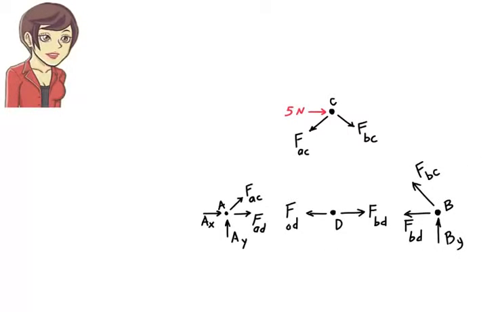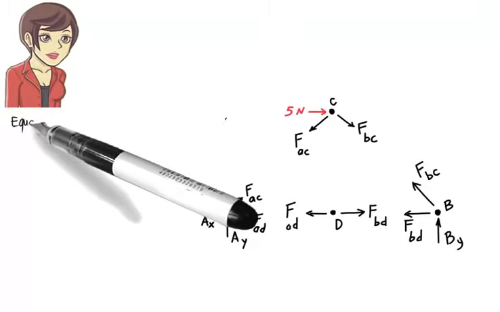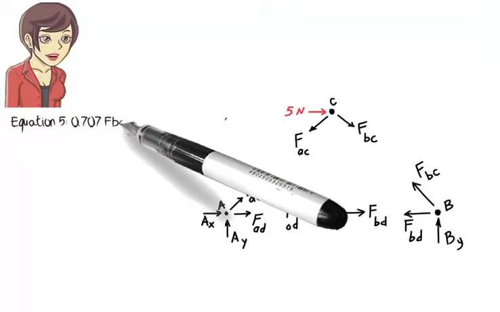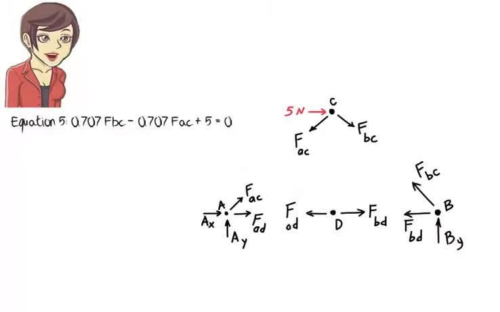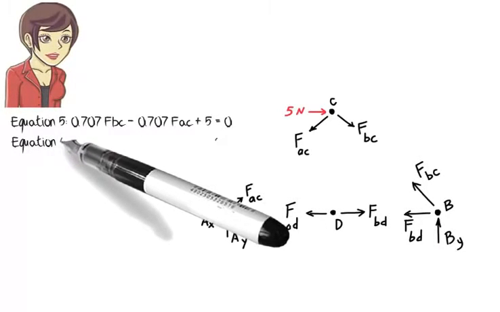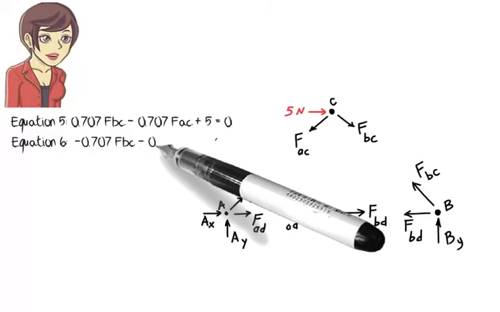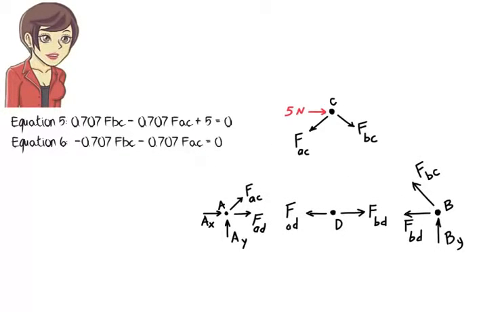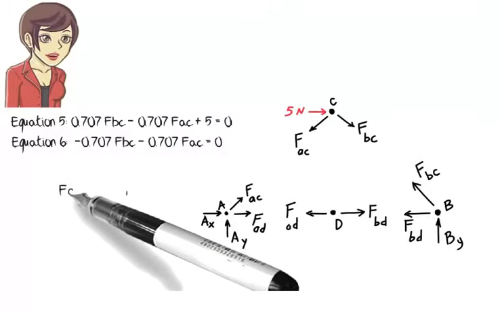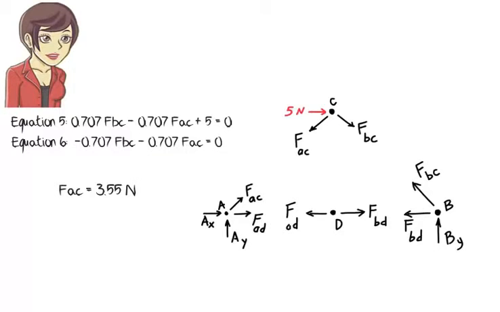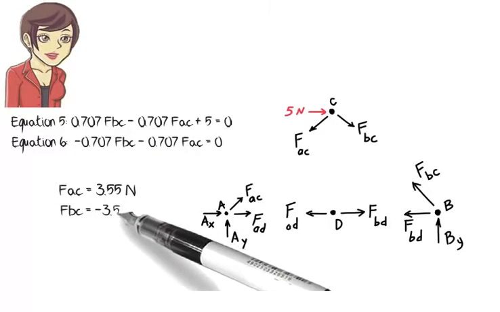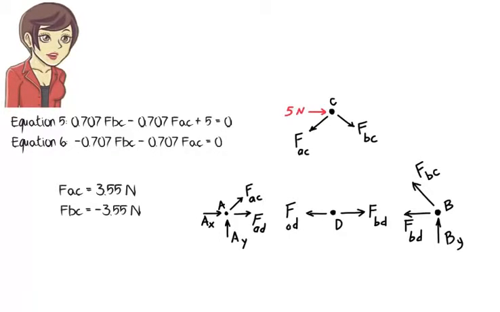Now, if I replace FCD in the joint free body diagrams with 0, we get the following. Scanning the diagrams again, I notice joint C now has only 2 unknowns. Then I should be able to solve for the unknowns using equations 5 and 6. Here they are in the simplified form where FCD is replaced with 0. 0.707 FBC minus 0.707 FAC plus 5 equals 0. And negative 0.707 FBC minus 0.707 FAC equals 0. Solving them for FAC and FBC, we get FAC equals 3.55 newtons. FBC equals negative 3.55 newtons. The free body diagrams are now further simplified.